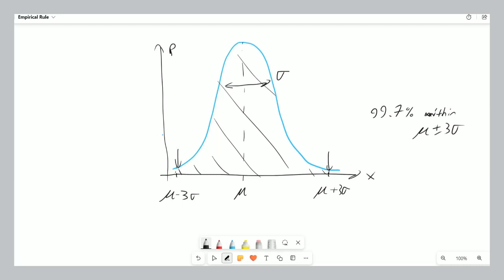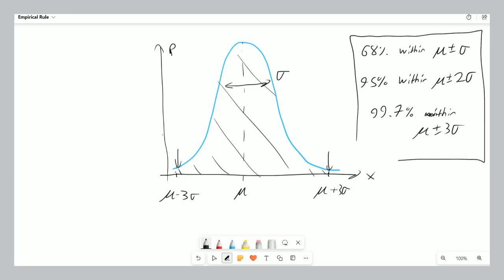Okay. Now, what if we look at other whole number intervals of the standard deviation? Well, approximately 68% of your data is going to be within the mean value plus or minus 1 standard deviation, and approximately 95% of your data is within the mean value plus or minus 2 standard deviations. That's the empirical rule right there.